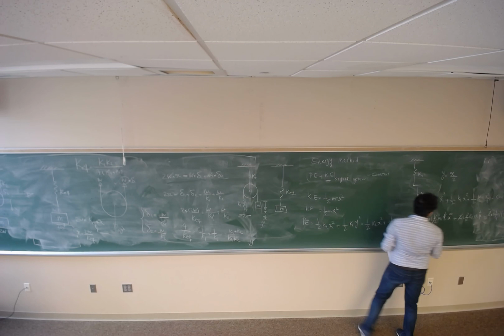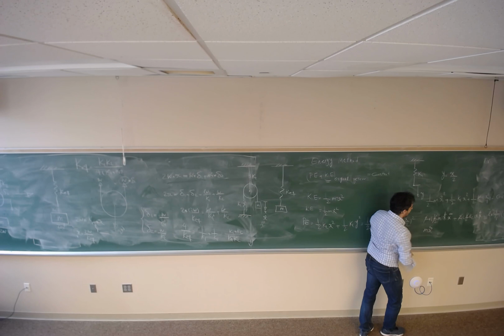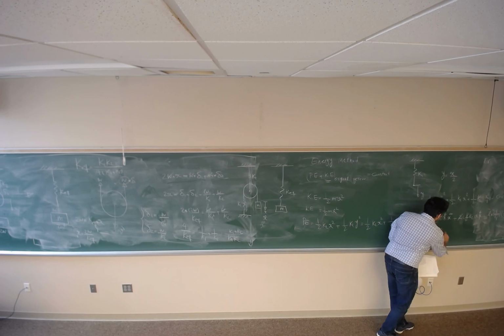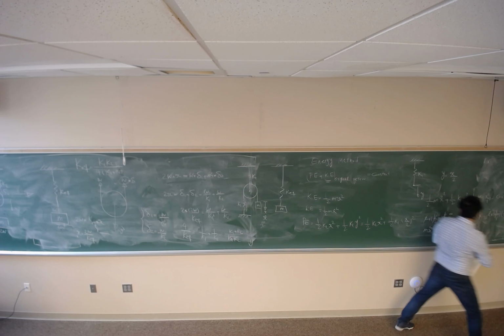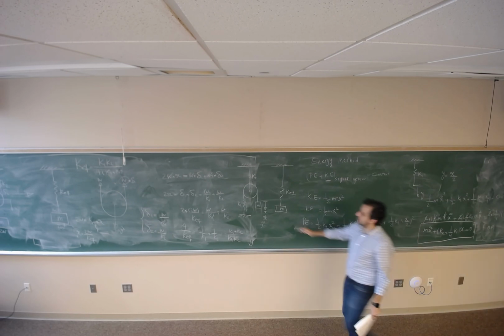So what is left is m x double dot plus k2 plus 1 over 4 times k1, times x, equals 0. This is the equation of motion for this system.